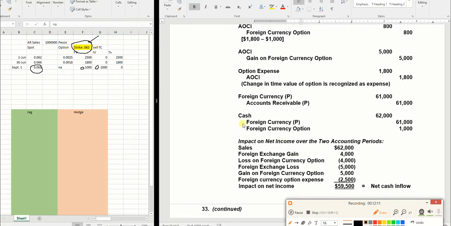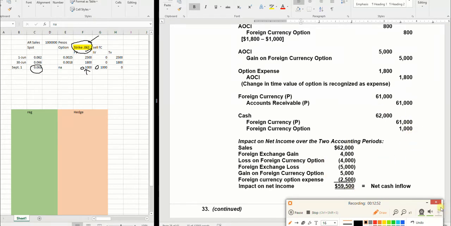So I get my cash, which I've agreed to sell it for at 0.062. So again, don't flip and get a payable and receivables flipped. But I got cash of $62,000 because that's what I agreed to sell it for. I had to give them my foreign currency. I handed them foreign currency, which was worth $61,000, and then my option should be the plug. So if I made a T account of my option, notice it is sitting at $1,000 right there. They should all balance if everything is done right.